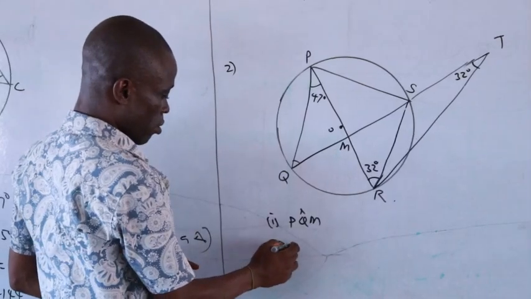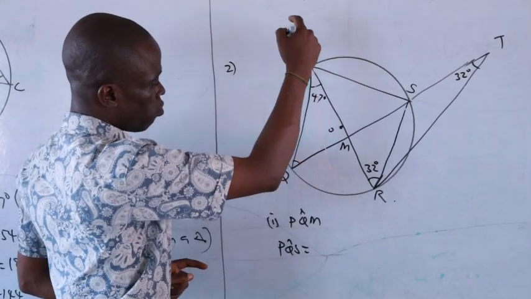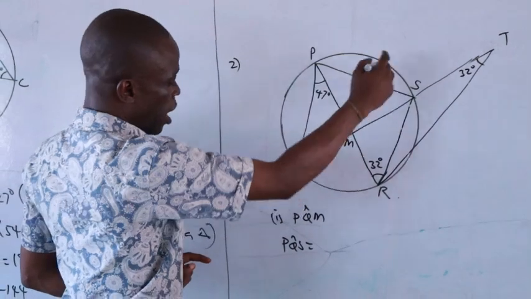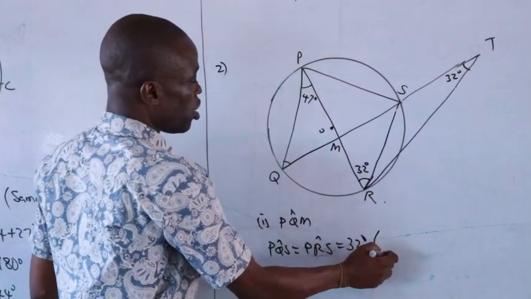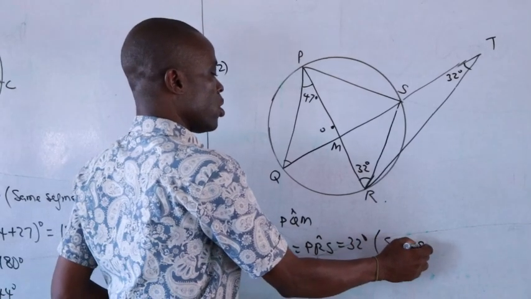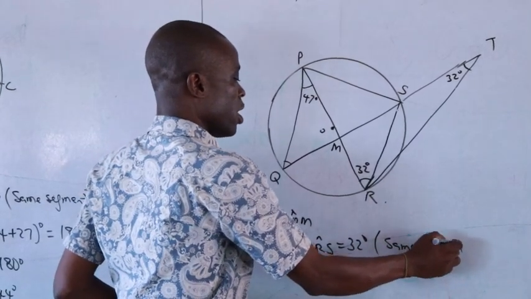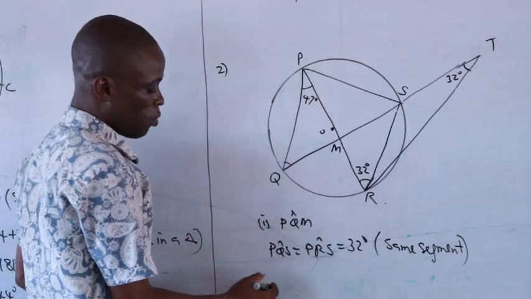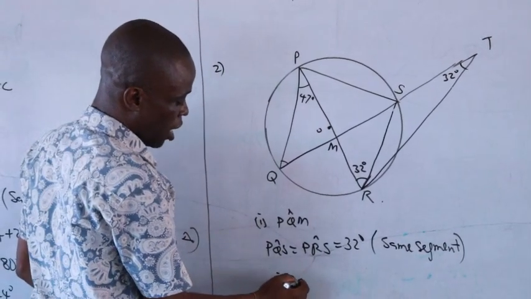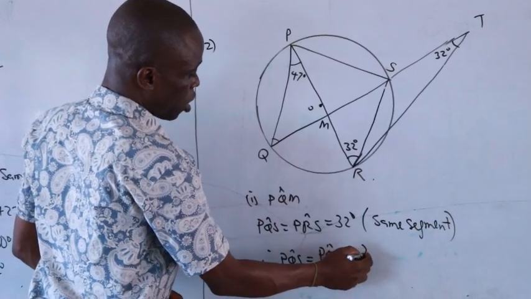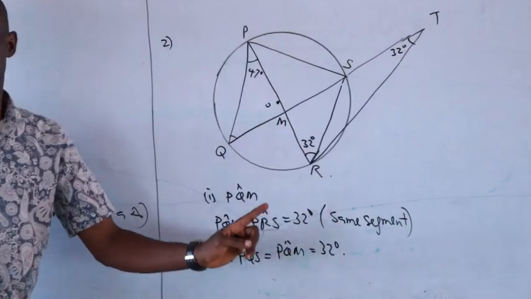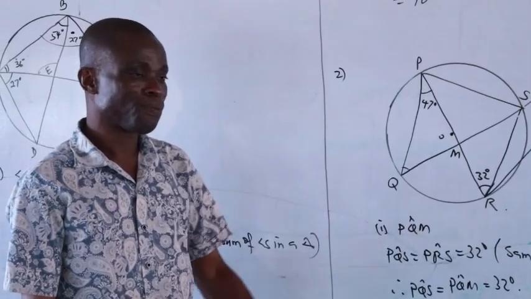PQS is equal to PRS, which is equal to 32 degrees. Reason: angles in the same segment. So PQS is the same thing as PQM, and that is 32 degrees. So 32 degrees is the answer to this one.